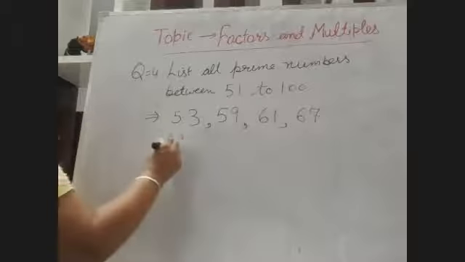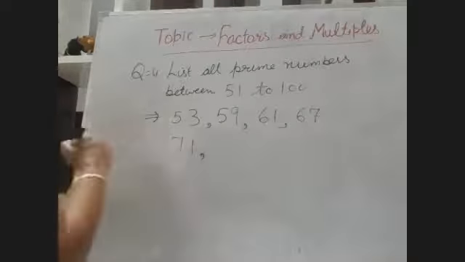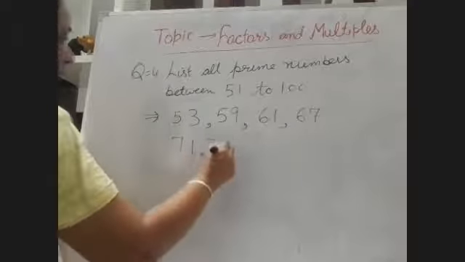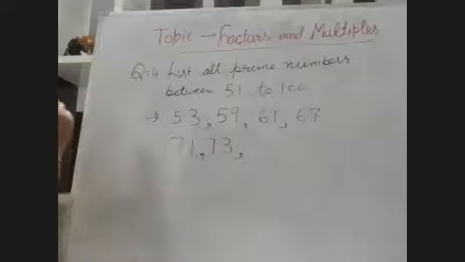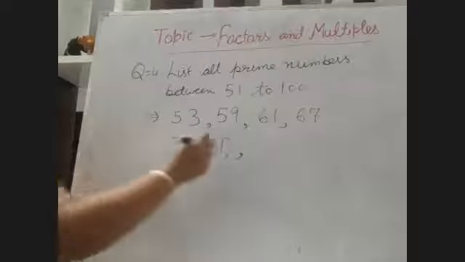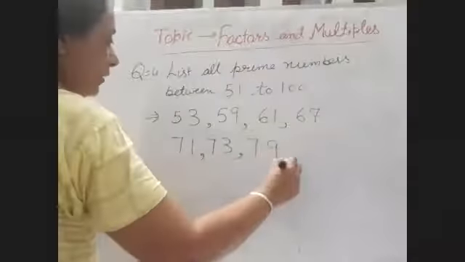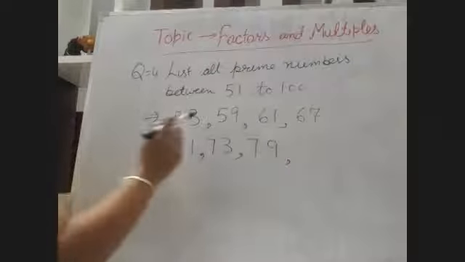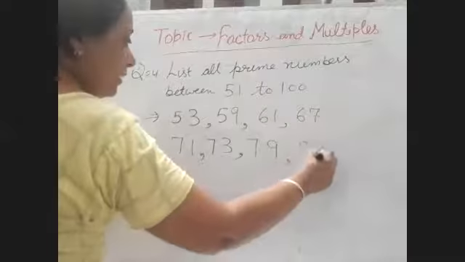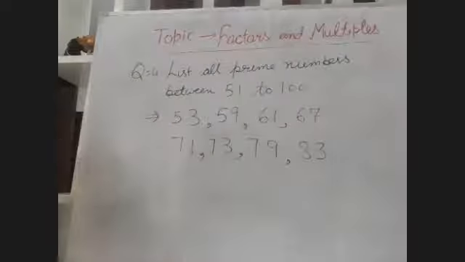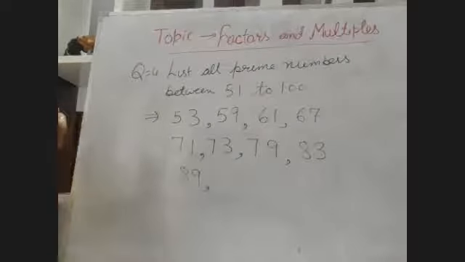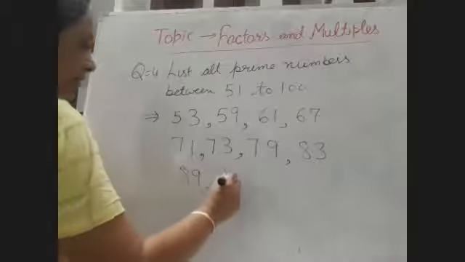Next is 71. 71 is a prime number. 72 composite number, 73 again a prime number. 74, 75, 76, 77, 78, these all are composite numbers. So next number is 79. Next is 80, 81, 82. These are composite numbers. So next prime number is 83. Next is 89. And last is 97.